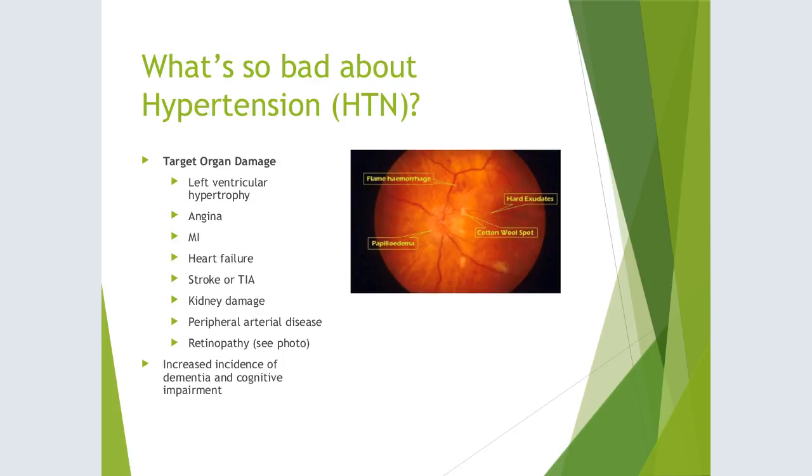Well, a lot of things. It can cause enlargement of your heart. You can get LVH going on. You can have some angina, which is a precursor to that big old MI that you may have. You can certainly have heart failure, especially associated with that stretched out heart. It may lead to a stroke or even TIA symptoms. It can lead to kidney damage with chronic uncontrolled hypertension. It can lead to peripheral arterial disease because these vessels are getting tired of all this pressure. You can have retinopathy, and you can lose your eyesight.